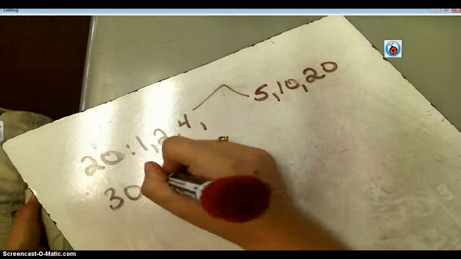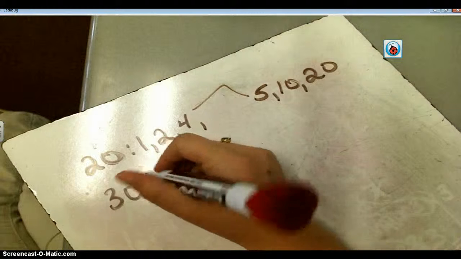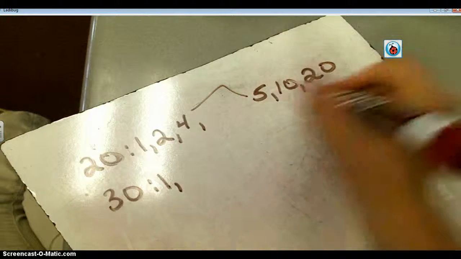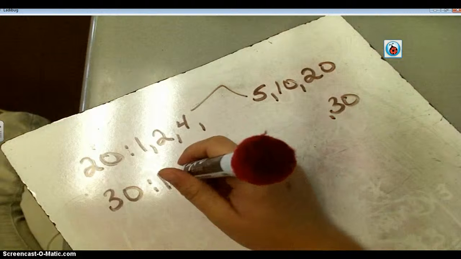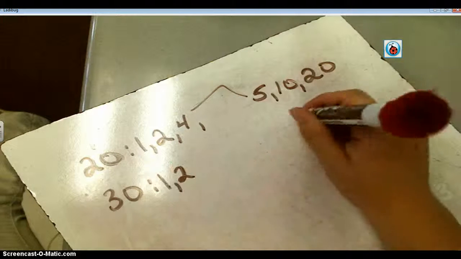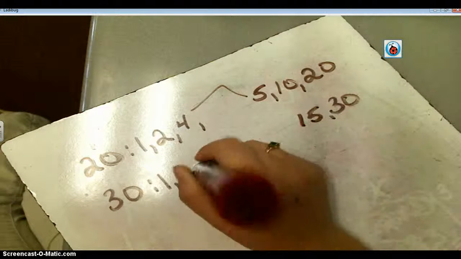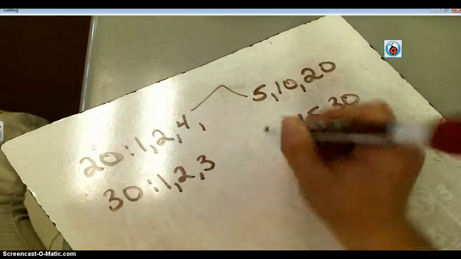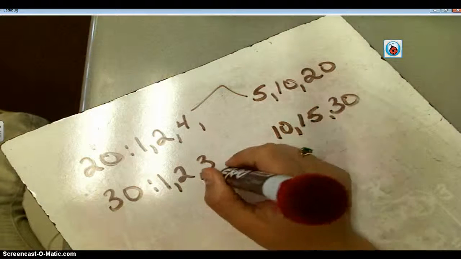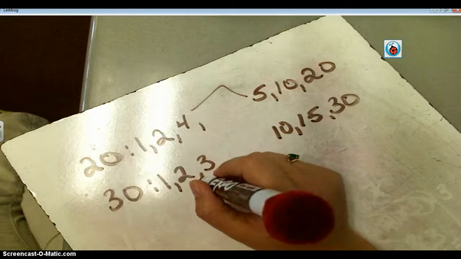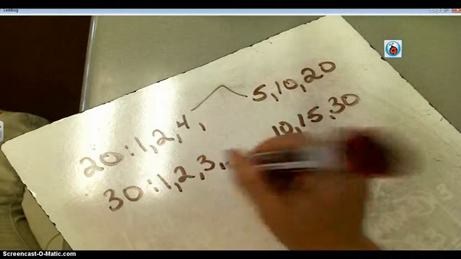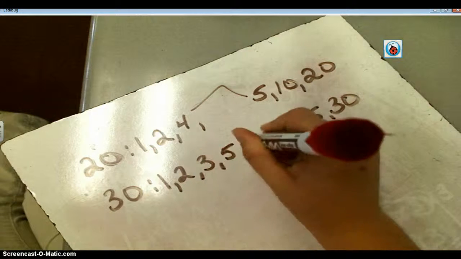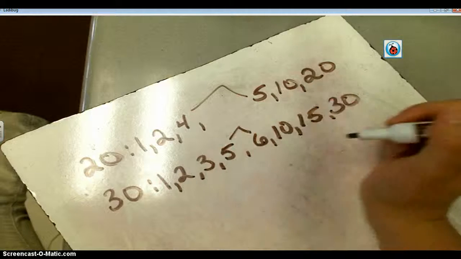Let's do 30. What's my first number I go to? 1 times 30. Okay. Then what? Does 2 go into 30? Yes. Then I move to 3. Does 3 go into 30? Yes. Then I move to 4. Does 4 go into 30? Okay, I can't put 4. Can I put 5? Yes. What would I put? 6. And then I'm done. Okay?